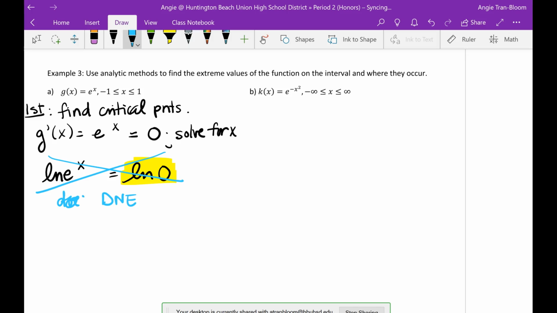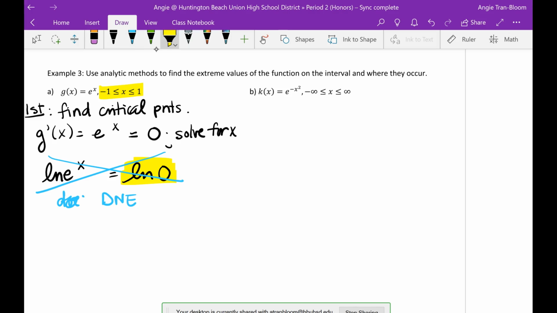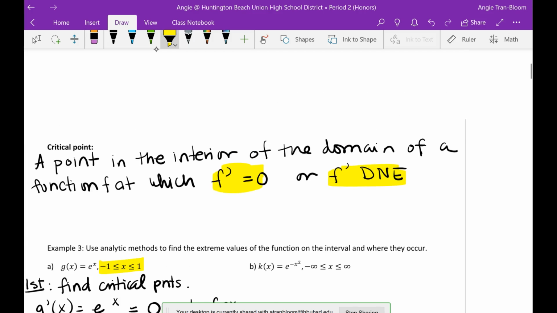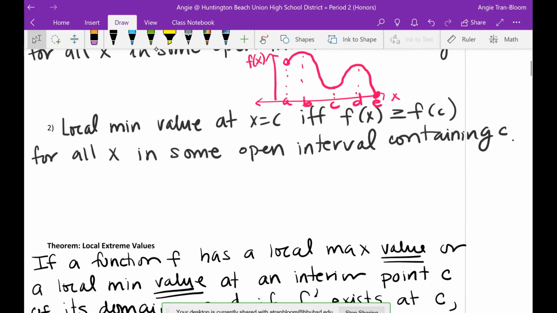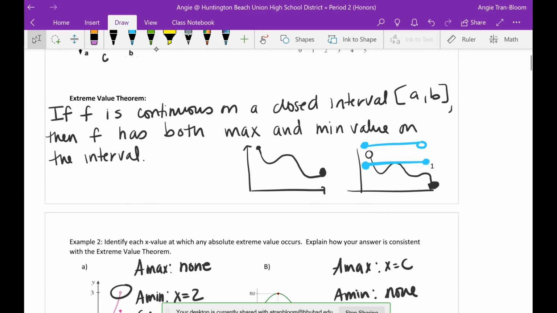Isn't e to the x really like a lazy curve, right? There's not a turning point anywhere. Would you agree? But let's talk about the endpoints. Is it closed or open? Closed, right? Isn't there a theorem that says, if f is continuous on a closed interval.